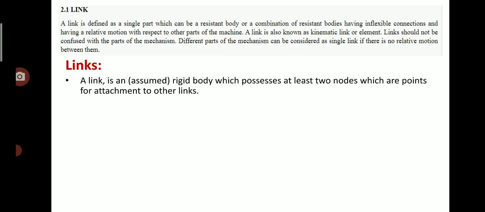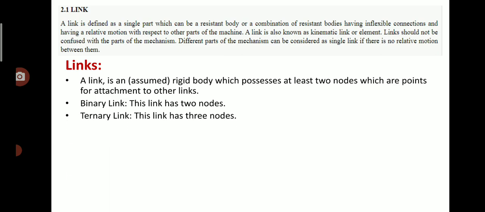So again I am repeating, a link is a rigid body which possesses at least two nodes, which are points for attachment to other links. Every link has different nodes. Let us understand. With this classification, number one type of link is called a binary link, meaning the link has two nodes. Number two, ternary link. This link has three nodes.